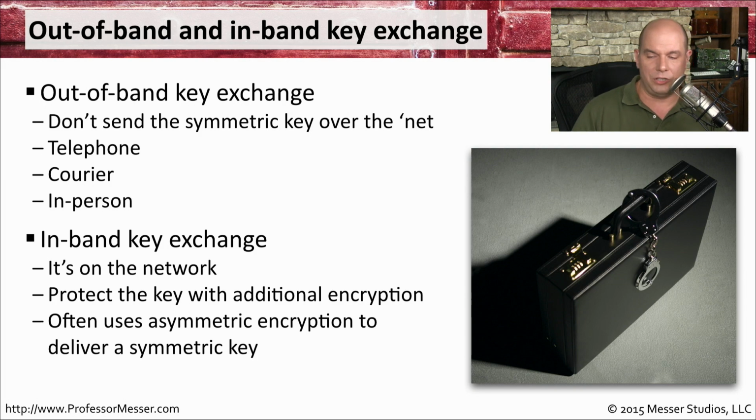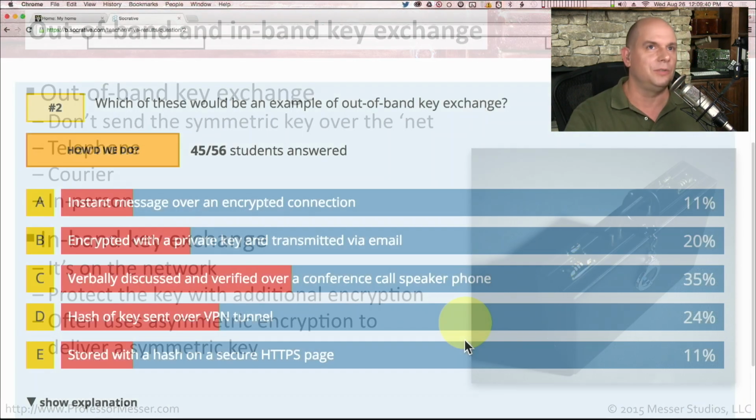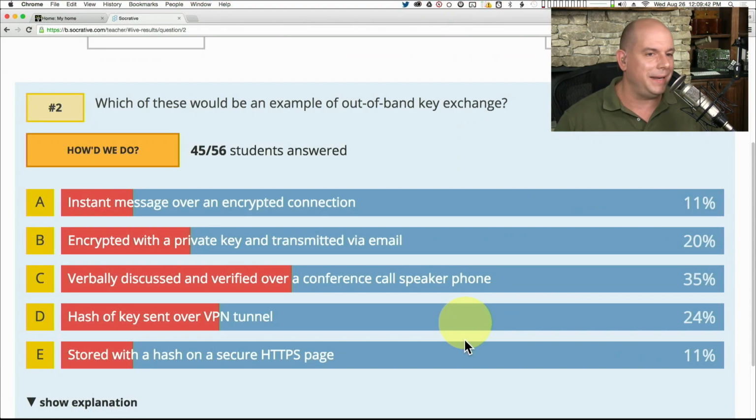So when we start looking at what the different options might be, or which one of these might be an example of out of band key exchange, instant message over an encrypted connection, although it is encrypted, it is still in band. So it would not be A. The other 11% stored with a hash on a secure HTTPS page. And again, a hash doesn't really help us store anything as far as a key. We can't get the key out of that hash, and it's on a page, so it's in band. That's not a good example of out of band either.